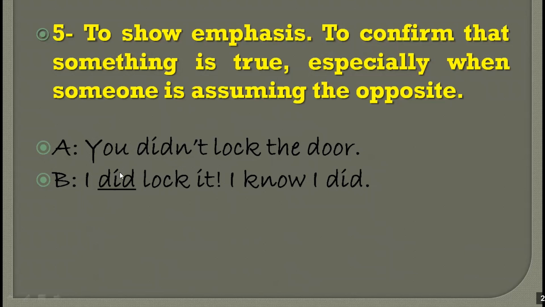So I say I did lock it. We use verb to do usually for emphasis. We use it in the past or the present or any form. And after that, we use the infinitive. You can remove did here in the situation. You can just say I locked it. But if you want to confirm, if you want to emphasize that you actually did that, you can use do or did or does.